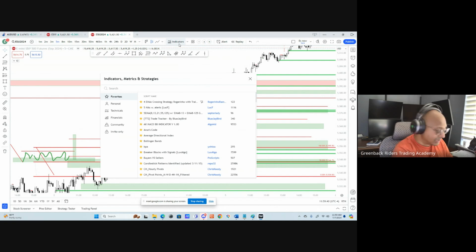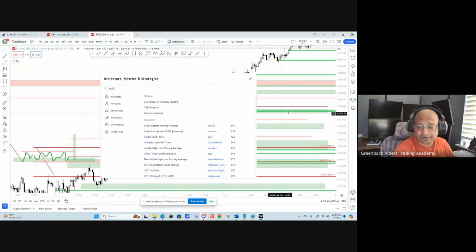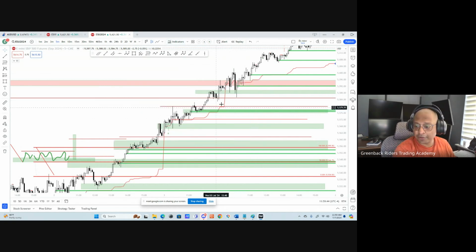We also have the indicator of the mid range of the day of the intraday trading. If you put it on the RTA chart, you will get a line like this. This is also in the PA indicators tab.